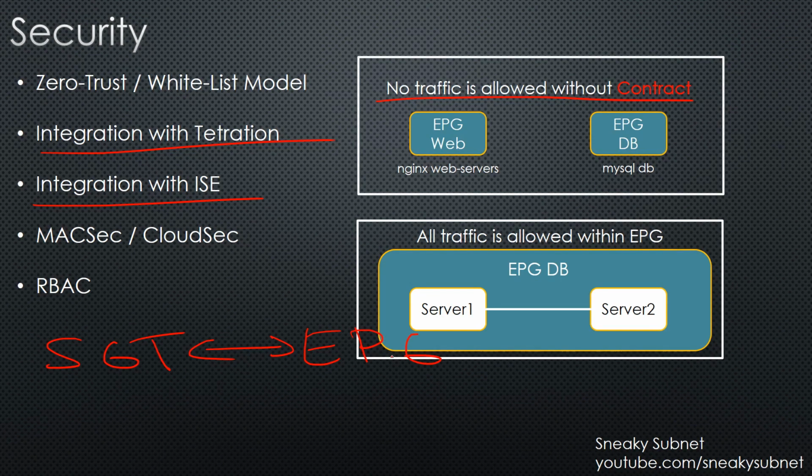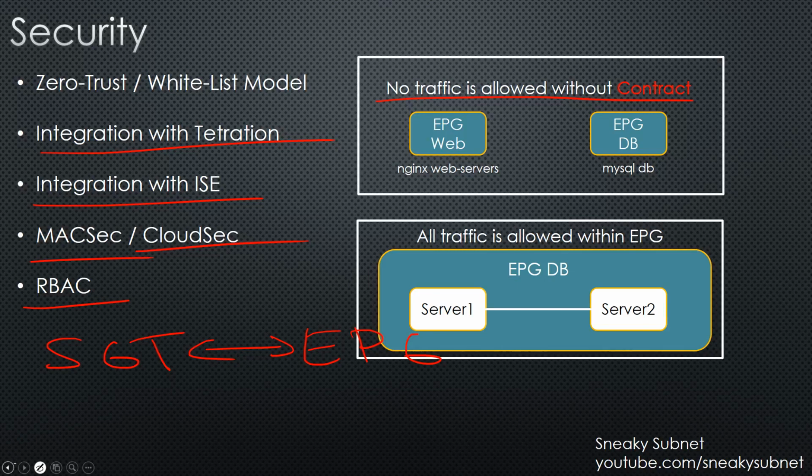And actually you can do vice versa, which allows you to have a consistent policy across your data center and the rest of your network. Also, ACI leverages MACsec encryption for local layer 2 encryption at line rate and CloudSec encryption for inter-site data encryption. And finally, ACI provides extensive role-based access control functionality.